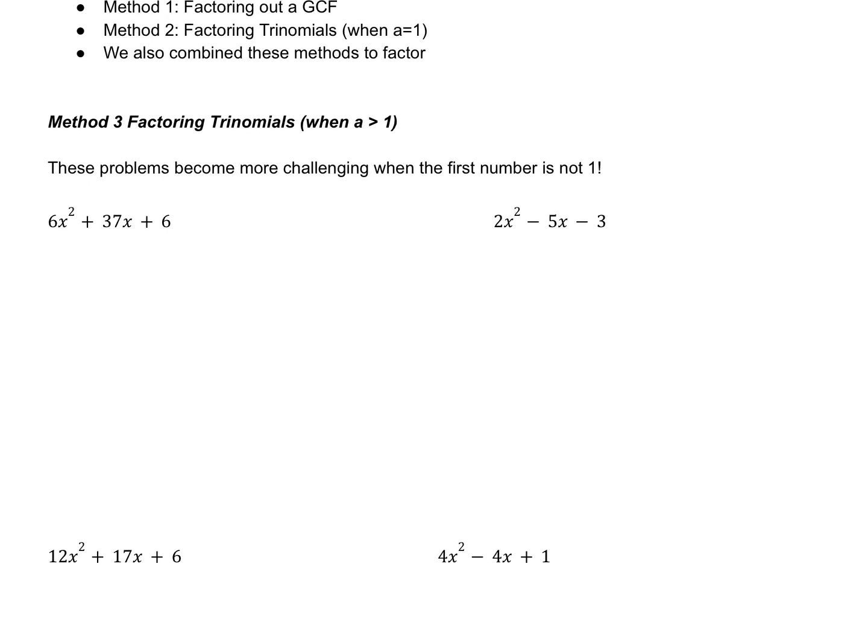These problems are a little bit more challenging because not only is a greater than 1, but there's also not going to be a GCF. So for our first example here, we have 6x squared plus 37x plus 6. And I'm actually going to do all of these examples using something called the box method.